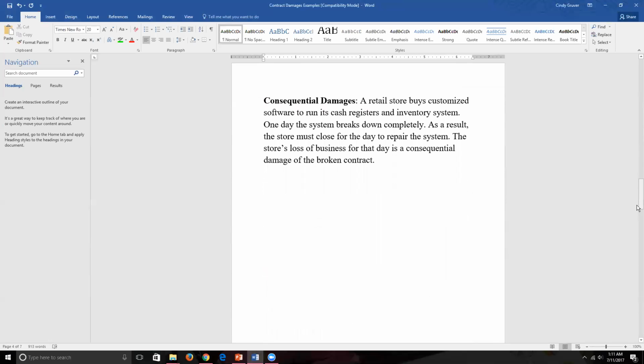Here's another example of consequential damages. A retail store buys customized software to run its cash registers and its inventory system. One day the system breaks down, it crashes, and the store has to close because they can't run their cash registers. So they can't accept money, they can't pay out change, so they just have to close. As a result, they lose all the sales that they would have otherwise had on that day.